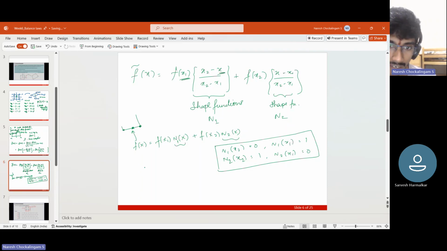This is the Kronecker delta property. Every shape function is 0 at the other nodes, and it takes a value of 1 at its corresponding node.